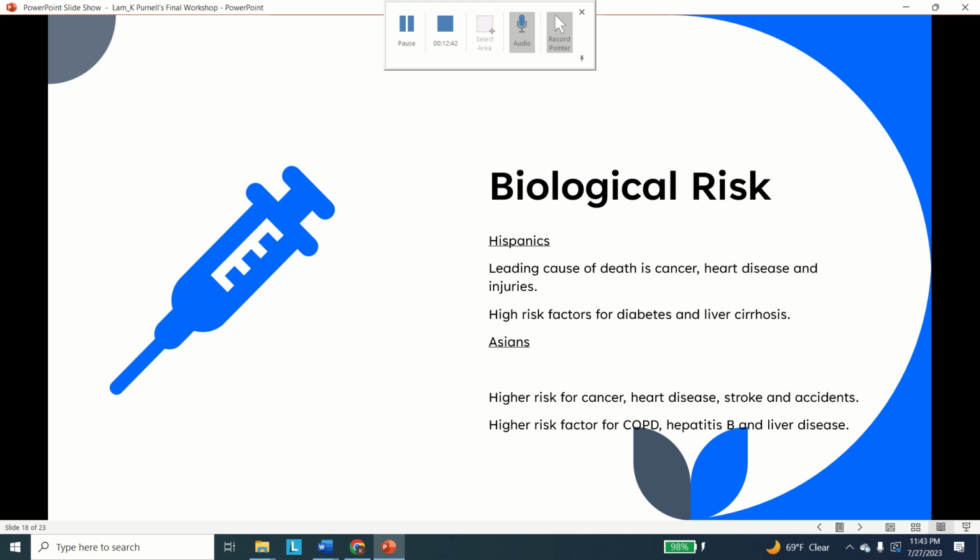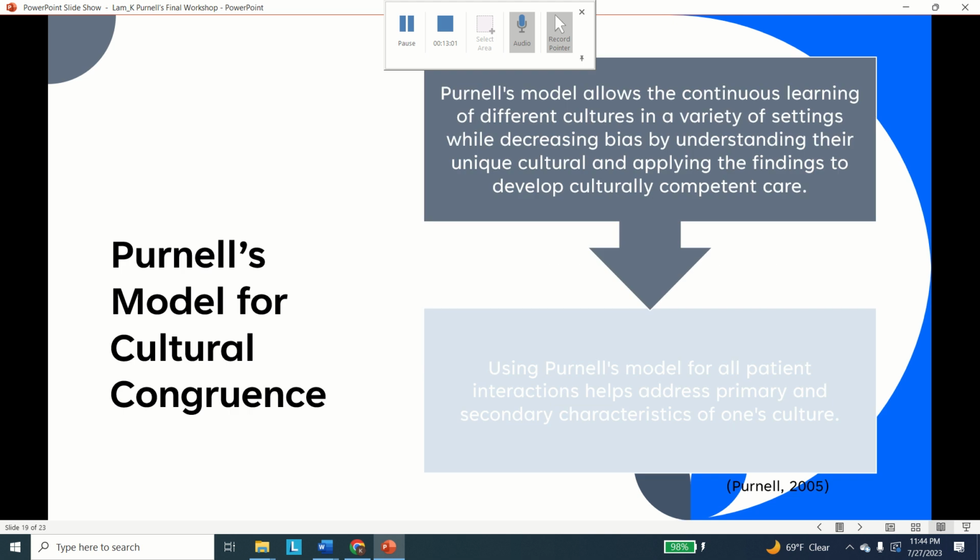Biological risk. For Hispanics, the leading causes of death are cancer, heart disease, and injuries. They also have a high risk factor for diabetes and liver cirrhosis. Asians also have a high risk for cancer, heart disease, stroke, and accidents, and they have a higher risk for COPD, hepatitis B, and liver disease.